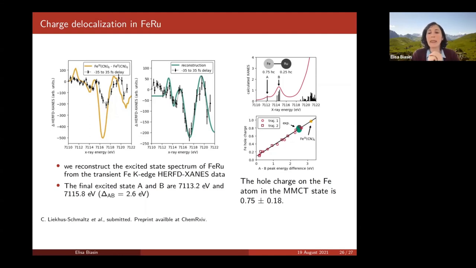I want to remind you that the analysis of this part of the data set was done by Chelsea in Munira's group. The results have been submitted and are available as a preprint.